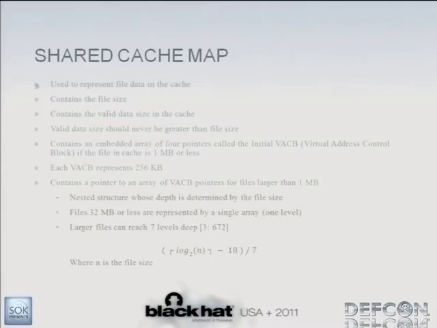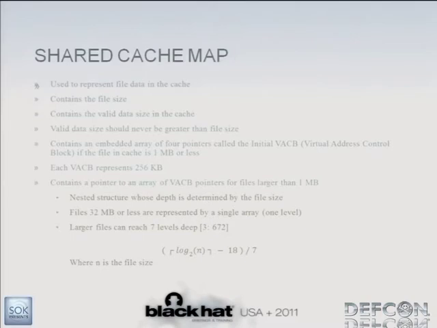It really all depends. So the shared cache map structure is actually defined by Microsoft and in WinDbg. It contains the file size and the amount of valid data within the file, within the cache. The valid data should never be larger than the file size, because if that happens, then you're actually looking at uninitialized data. Also, it contains an array of pointers to VACBs. VACBs are virtual address control blocks. These are the structures that define where the data is in virtual memory in the cache.